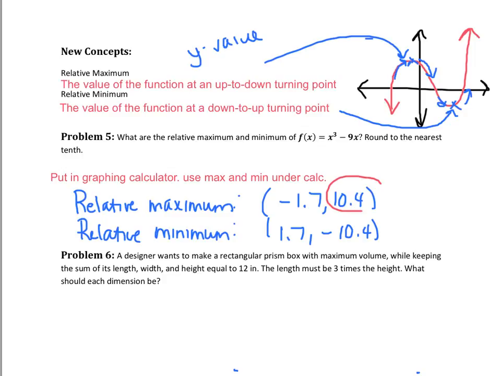Remember, we're really focusing on the y value. So the actual relative maximum at that point is the y value 10.4, and the relative minimum at that point was a value of negative 10.4.